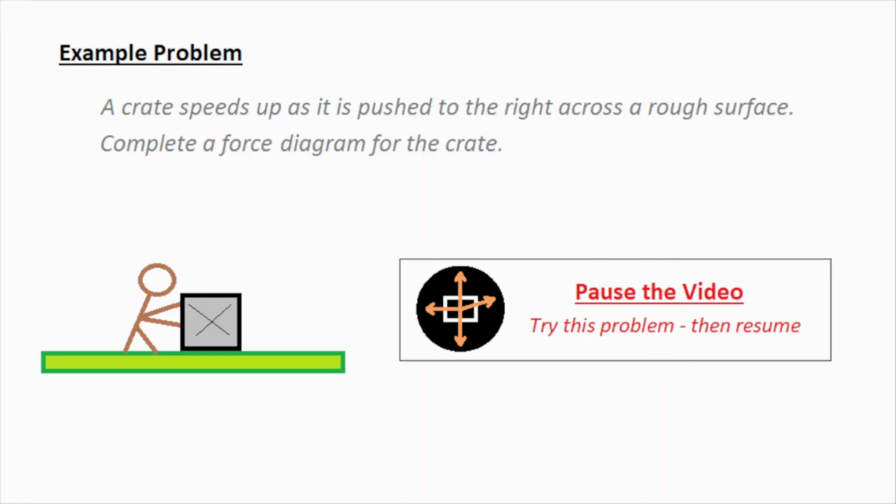Let's end with an example problem. Here we have a crate speeding up as it is pushed to the right across a rough surface. The goal is to complete a force diagram and write the connected force equations for the crate. If you want to pause the video and try this problem on your own, resume when you are ready, and I will walk you through the solution.